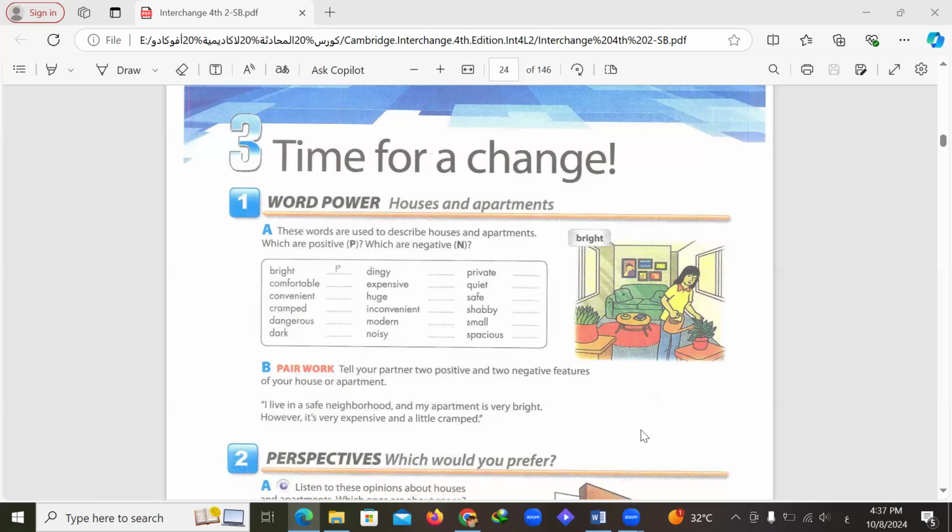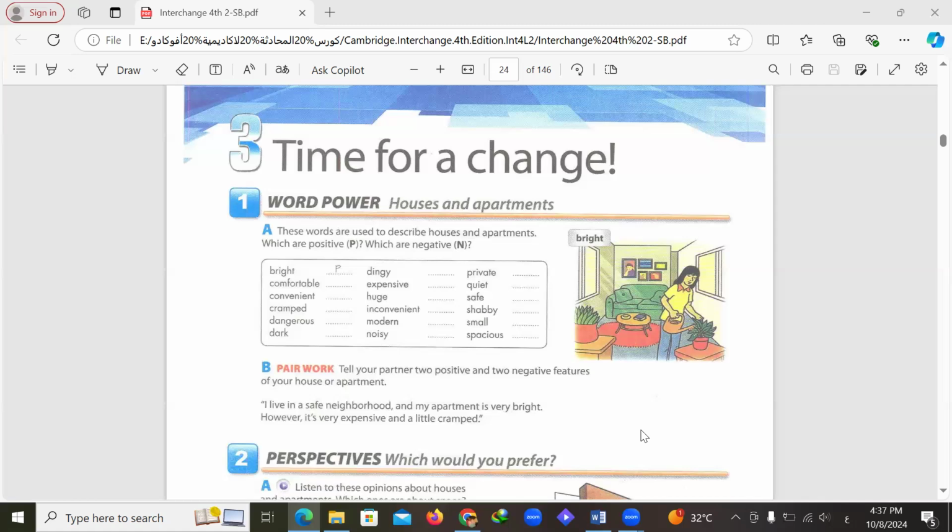Quiet is a positive adjective. Quiet means calm. It's the opposite of noisy, so it's a positive. Safe comes from safety. To feel safe in your home is very, very important. It's the opposite of dangerous.